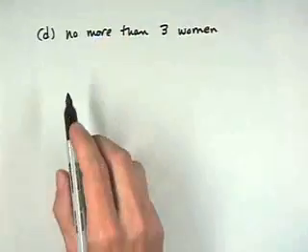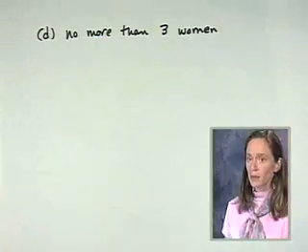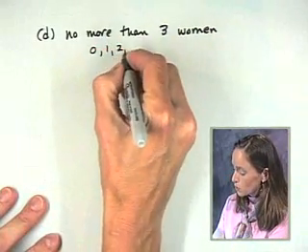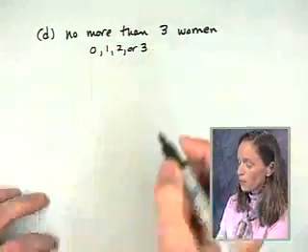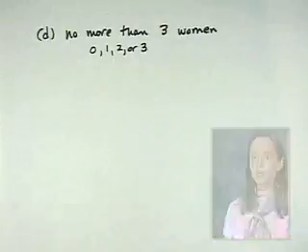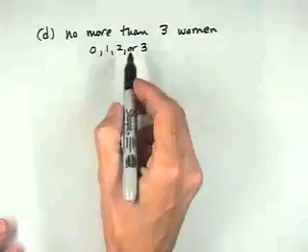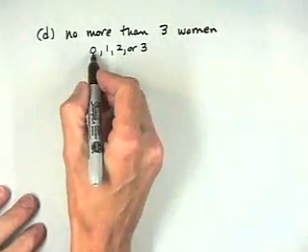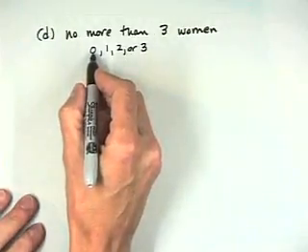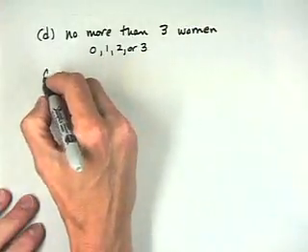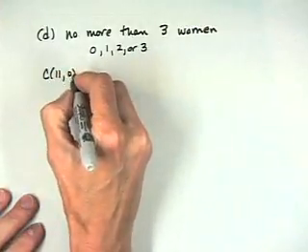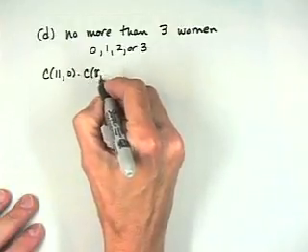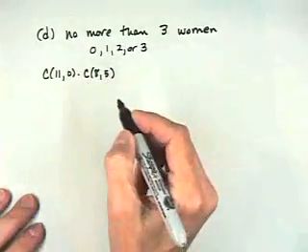In part D, we want to have no more than 3 women in our committee. That means we could have 0, 1, 2, or 3 women. The rest of the committee is made up of men, and the word or translates to the mathematical operation addition. But first, let's figure out how many ways to have 0 women. That's a combination of 11 choose 0 women times a combination of 8 choose 5 men.